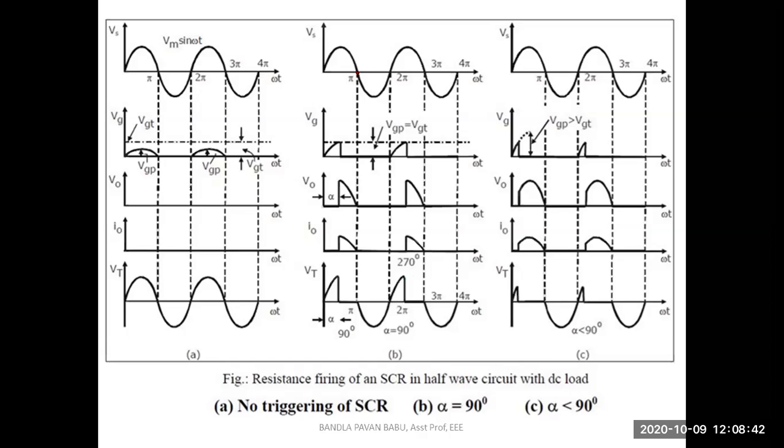So what happens? Completely whatever the input is fed, it appears across the switch. So that is the reason why the waveform appears across the thyristor. At the output side, the voltage V naught is 0 here. So what about the current? Since there is no voltage, obviously there is no current also. So only for the positive half cycle it is conducting.